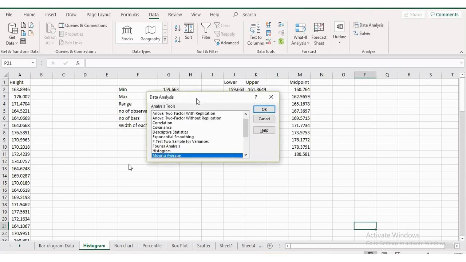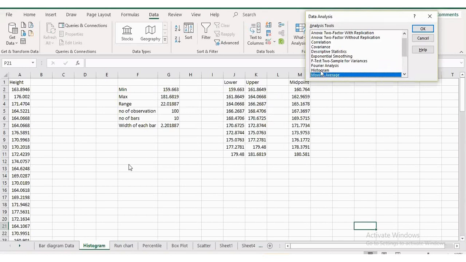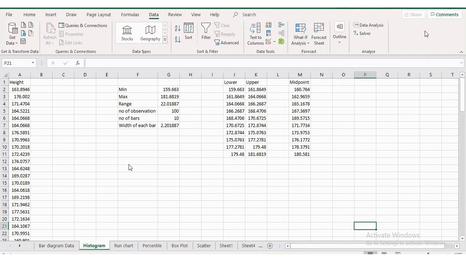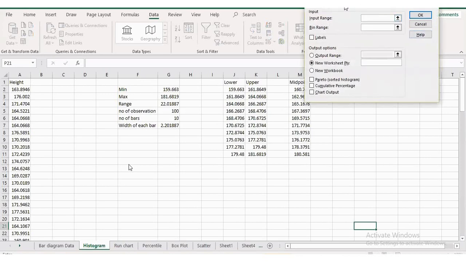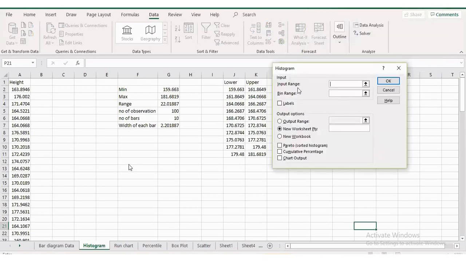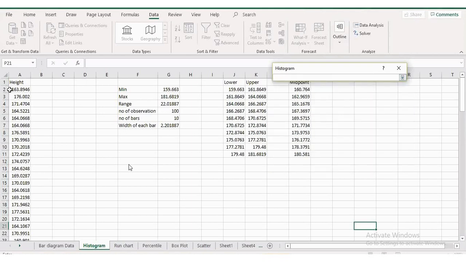So this is a package. Now here it is a histogram, right? Say OK. Now look at this. Input range is nothing but the data I need to plot. That is this. Yes or no, guys? So I'm clicking on this and selecting the entire data.